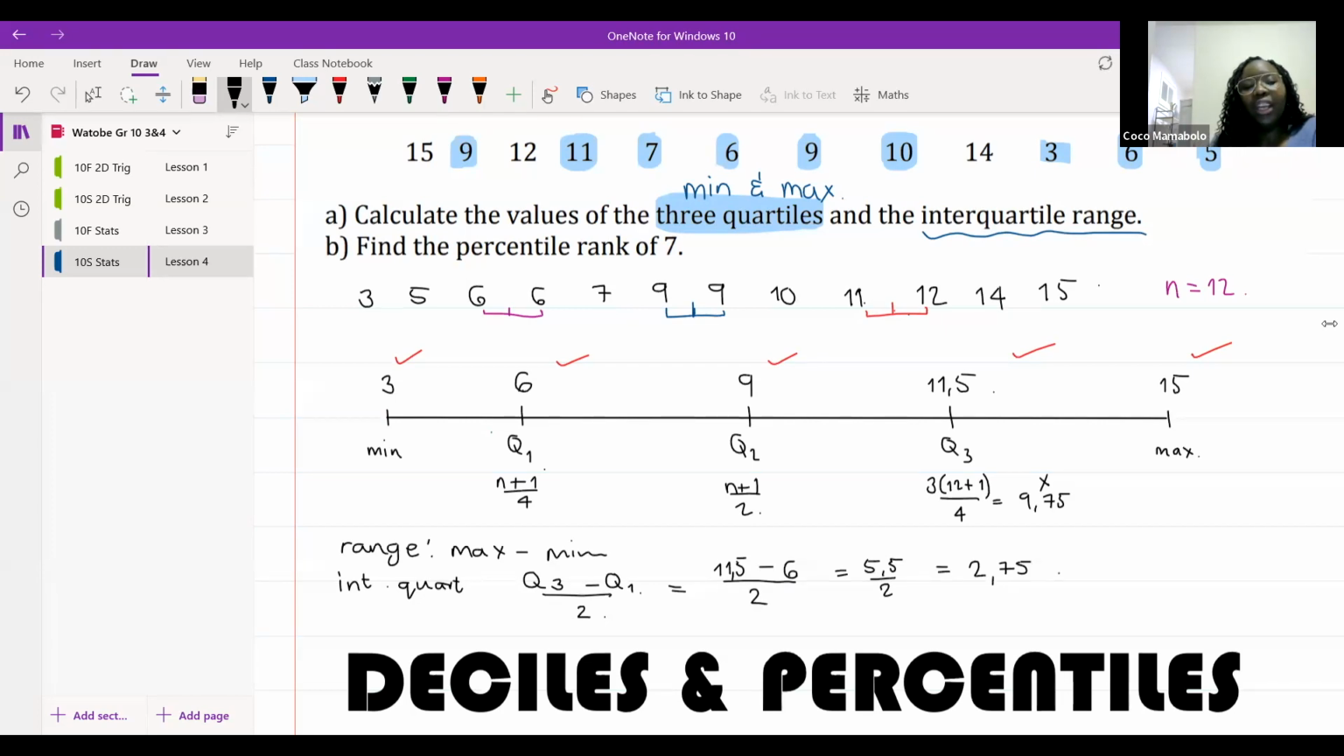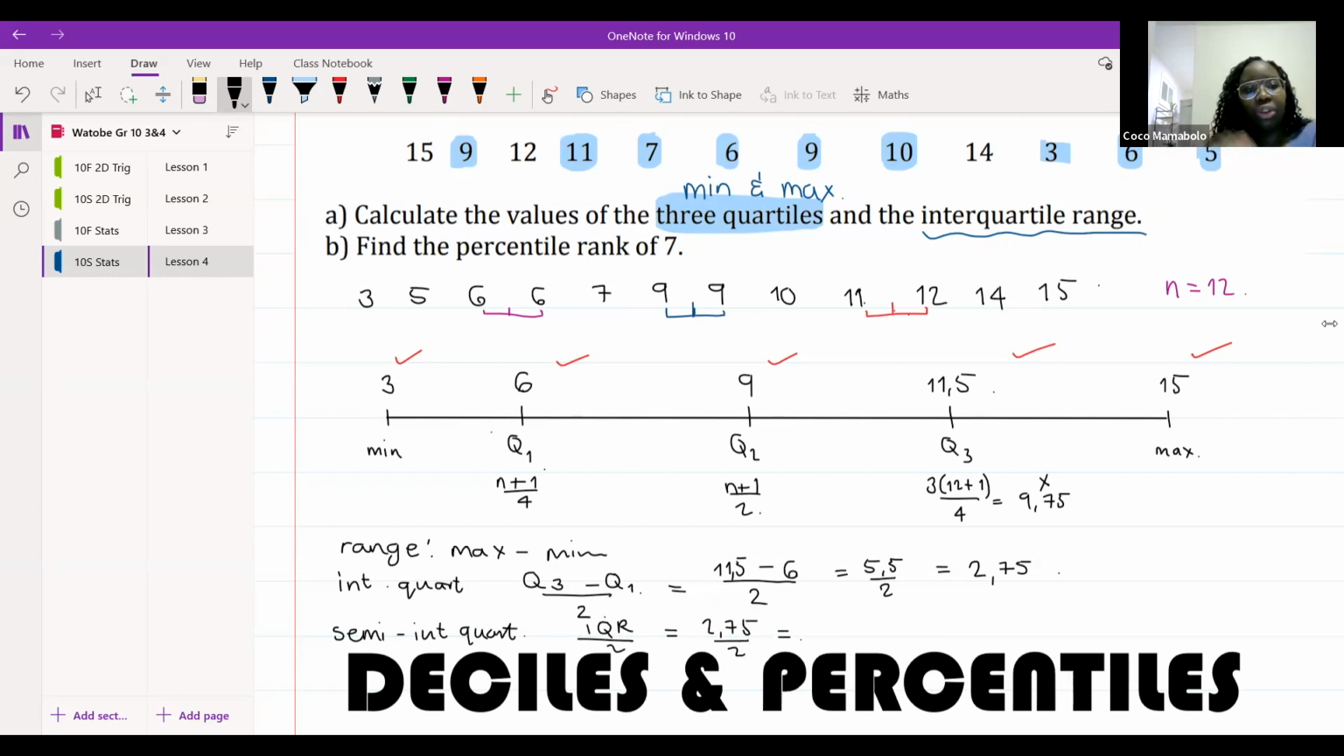Beautiful, beautiful. Now, other teachers would most likely also teach you about the semi-interquartile range. In that case, what you're going to do is take your interquartile range and divide it by 2 again. So you're going to take that 2,75, your interquartile range, and divide by 2 again. So we're going to take 2,75 divided by 2.